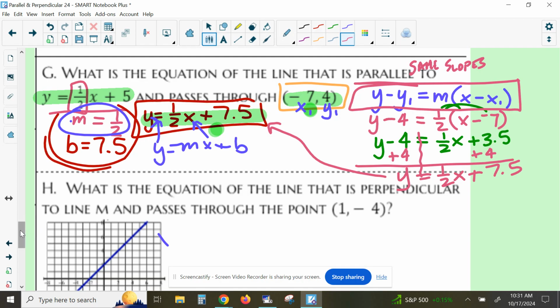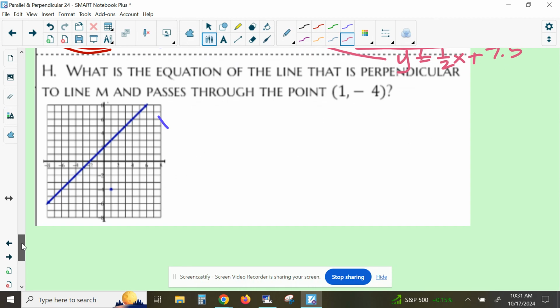Same thing, we'll do this one on Desmos, and then we'll also do it by hand, so that way we practice. All right, so what is the equation of the line that is perpendicular to the line M and passes through this point? So perpendicular means what? Opposite reciprocal. Okay, so I need to obviously find the slope of this picture. Okay, so everyone look at the picture and find me the slope of this blue line.